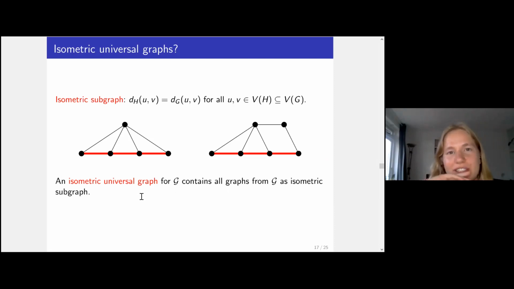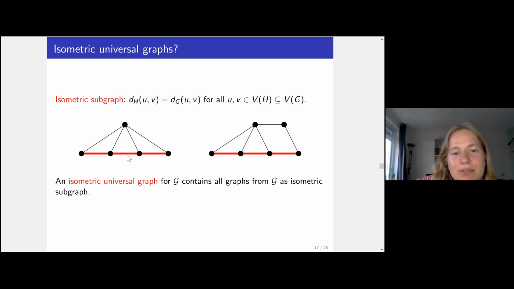So this is sort of a strengthening of the notion. Isometric subgraphs are in particular induced subgraphs, but now we also want the metrics to coincide. I've written that down here, but what does that really mean?